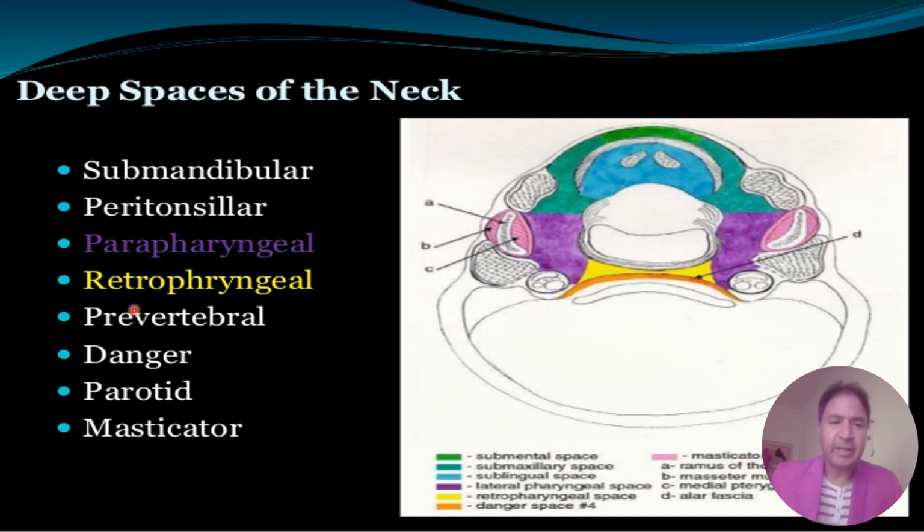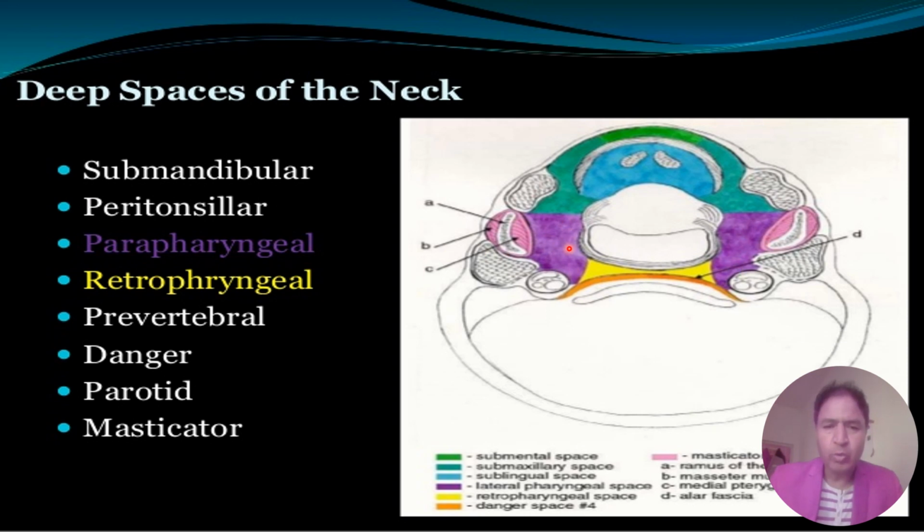We can see that the deep spaces of neck are the submandibular space. This is the submandibular space. And now this is the peritonsillar space, the space around the tonsil. Then we have the parapharyngeal space. This is a paired space, the parapharyngeal space.